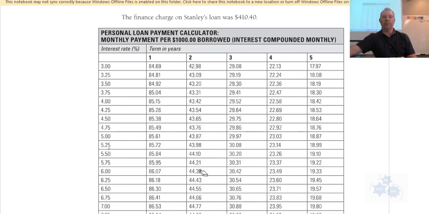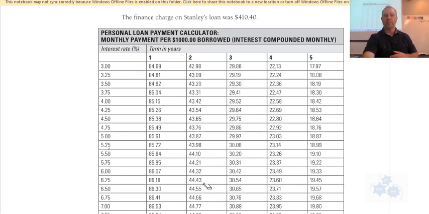44.32. That's 6% for 2 years. What did I say? 6.5. I said 6.5, I think. Oh, it's 44.55. I think I said 6.5%, didn't I? There you go. That's yours.